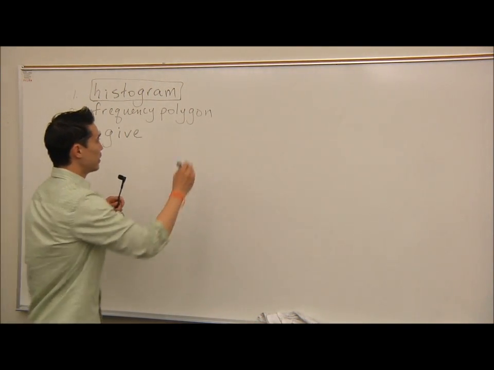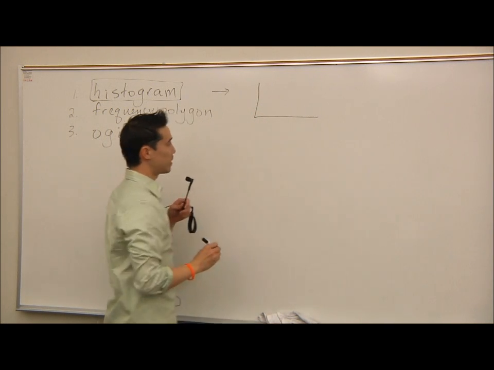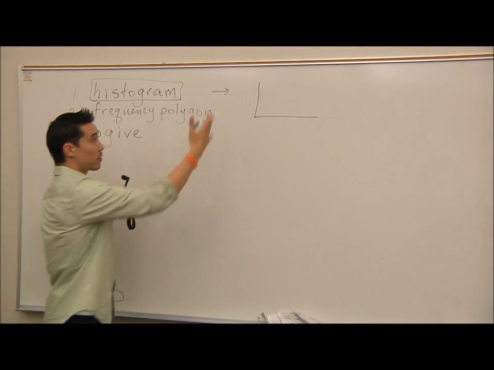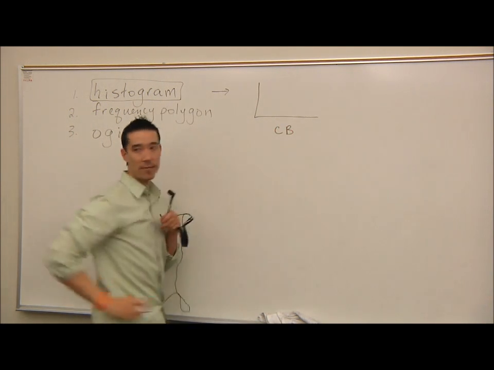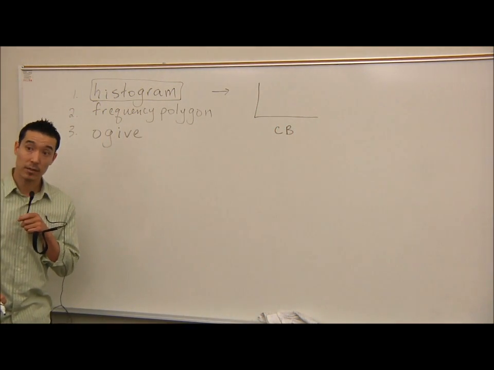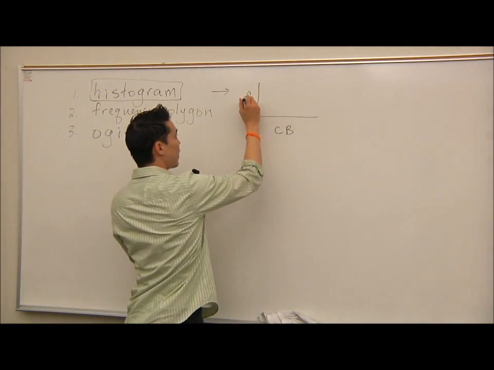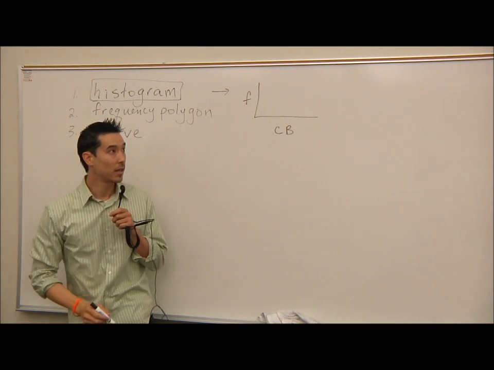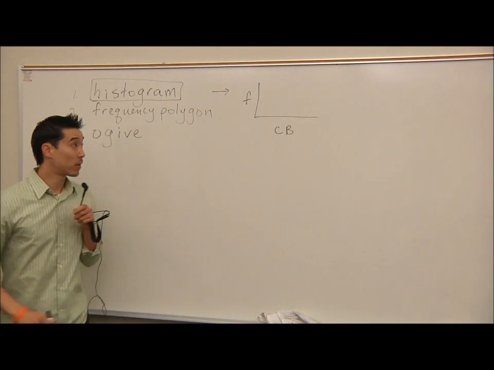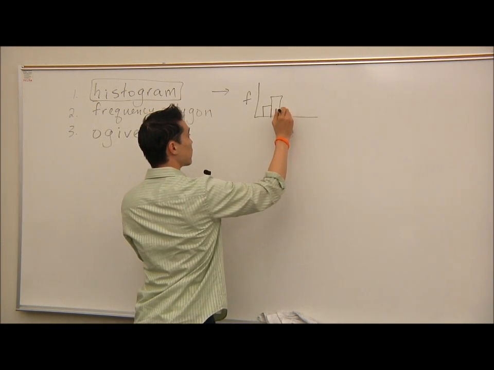What a histogram is, if I do a little cute, small histogram, you have a vertical axis, you have a horizontal axis. On your horizontal axis, we have CB, our class boundaries. Okay? On the vertical axis, we have F. And what does F stand for? Frequency. Great. And then what does the graph look like? For a histogram, it's a vertical bar graph. It looks something like this.